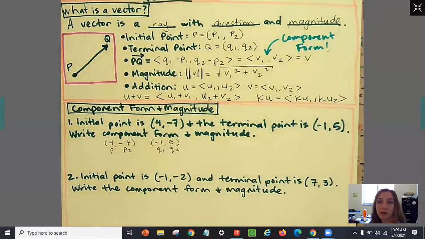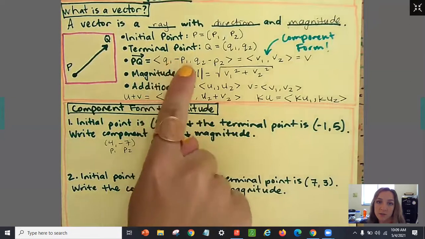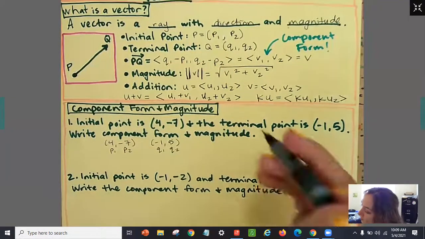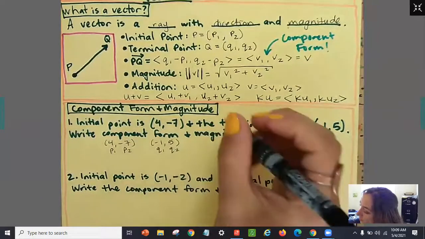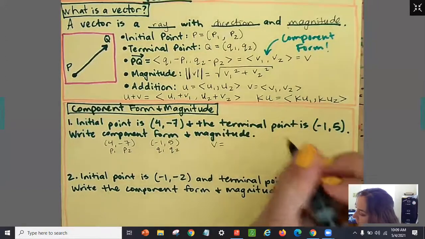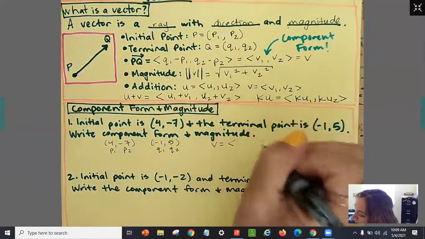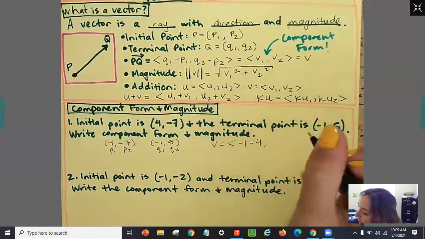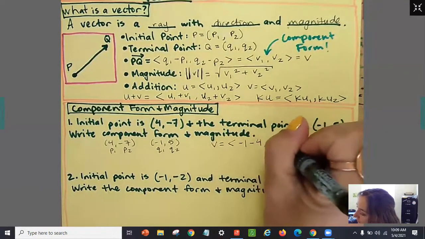Okay, so now we can write out our component form. It's going to be Q1 minus P1, comma Q2 minus P2. So let's do our component form. We're going to do Q1 minus P1. So V, our vector, is going to equal Q1 minus P1, comma Q2 minus P2.